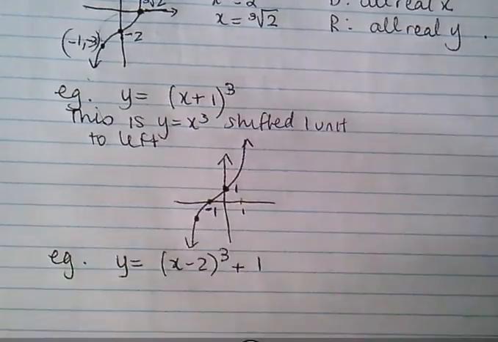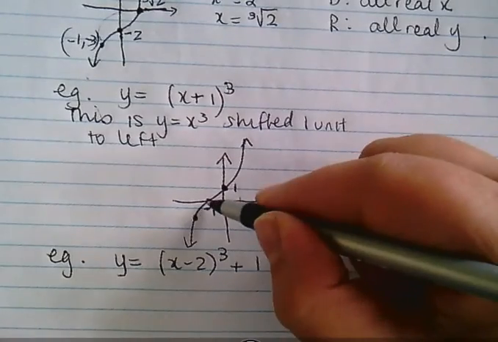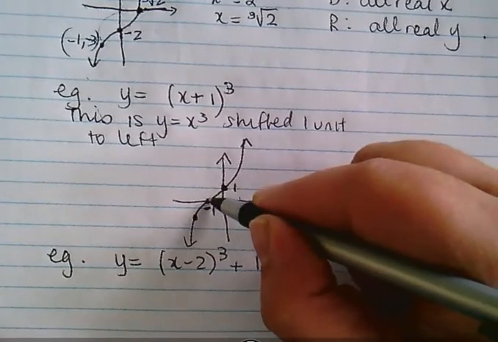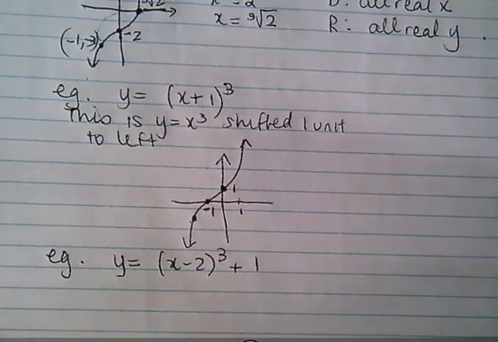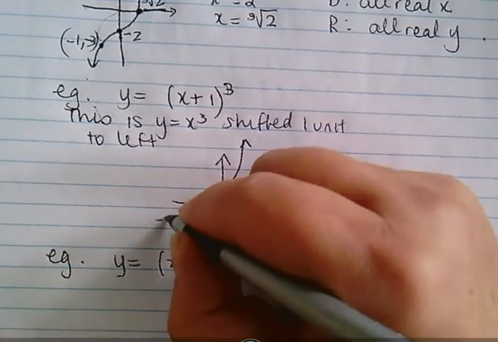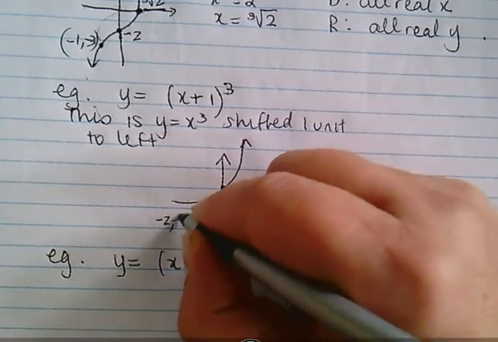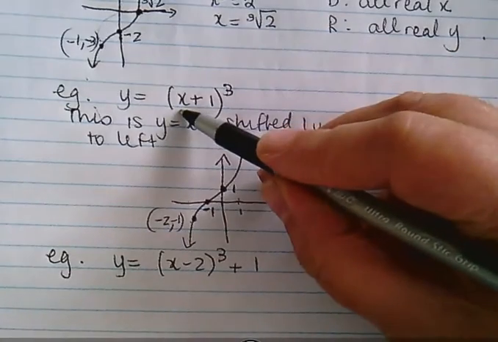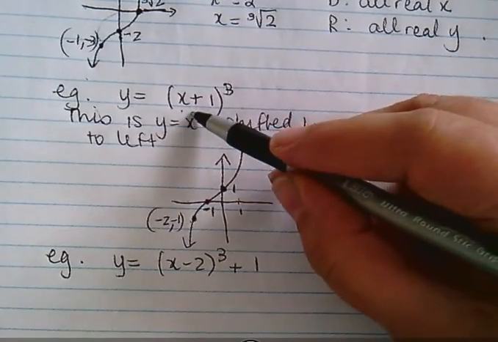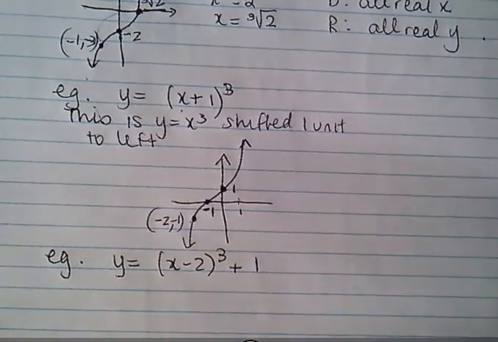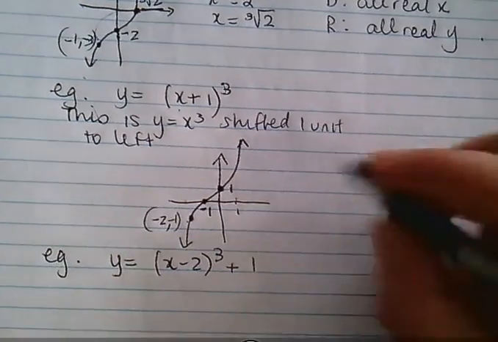What about this? What's this point down here? What do you think? Like I sort of went across 1, up 1. What do you think? Negative 2, negative 1. Because when x is negative 2, plus 1 is negative 1, cubed is negative 1. So I've just put 3 points there.